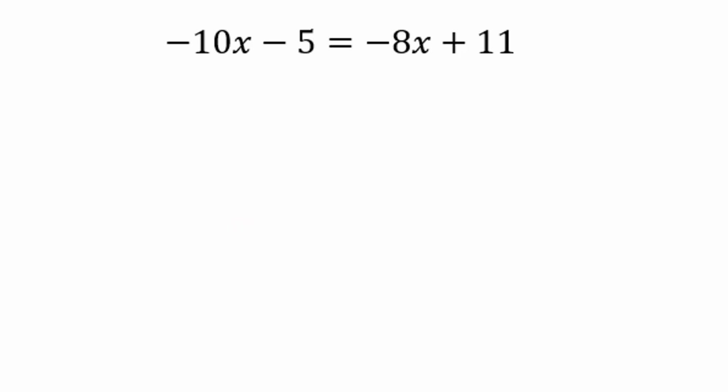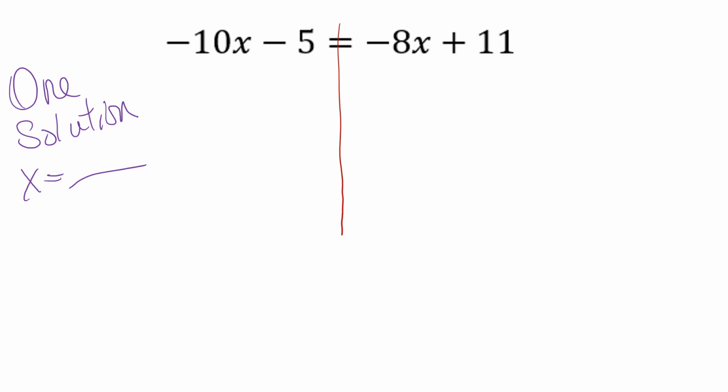With this problem, we do not have any distributive property to take care of, so we just look at our variable terms. We have a negative 10 and a negative 8, so since those are different, I know we have a one solution graph. So that means I should end up with an x equals answer. So we are ready to start moving across the equal sign using inverse operations. If I move the negative 8, the opposite of a negative 8 is a positive 8. We're going to keep that x. Add 8 to both sides.